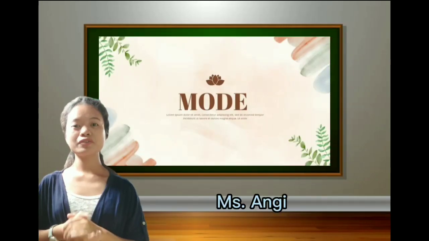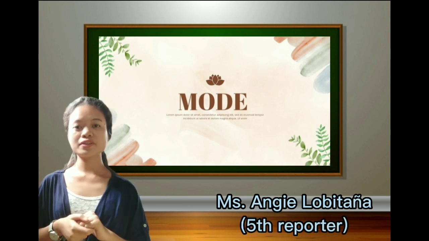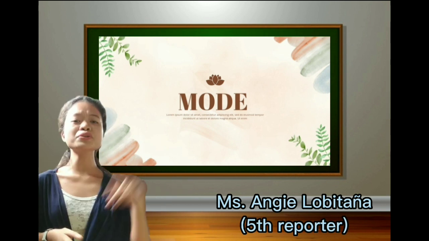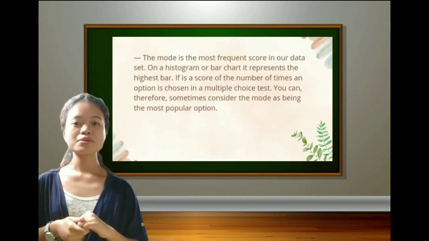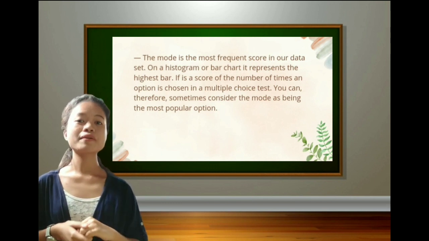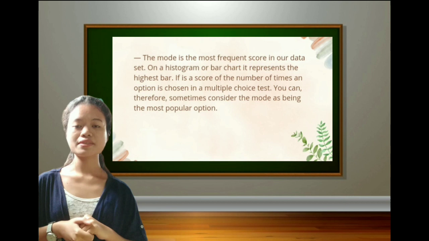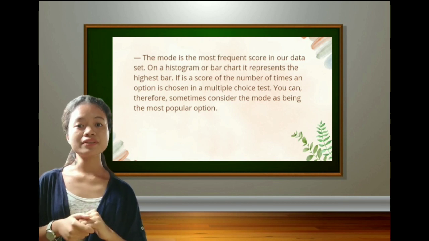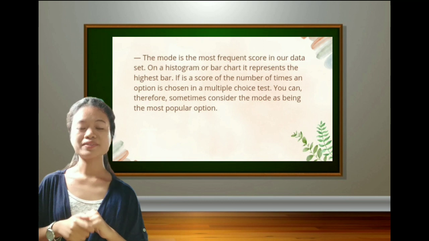So for the continuation of our topic, allow me to tackle the last part of the measures of central tendency, which is all about the mode. So the first thing we need to know is to define what is mode. So the mode is the most frequent score in our data set. So from the highlighted words there, most frequent, means the repeated numbers of scores, or shall we say, the score that was obtained most often, right?